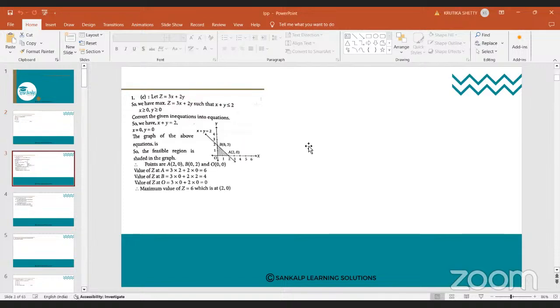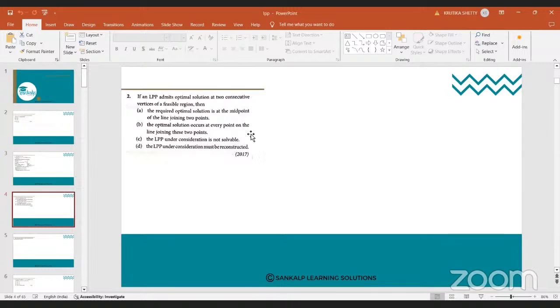Okay, so question number 2. If an LPP admits an optimal solution at two consecutive vertices of a feasible region, then the required optimal solution is: at the midpoint of the line joining the 2 points; the optimal solution occurs at every point on the line joining these 2 points; the LPP under consideration is not solvable; or the LPP under consideration must be reconstructed.